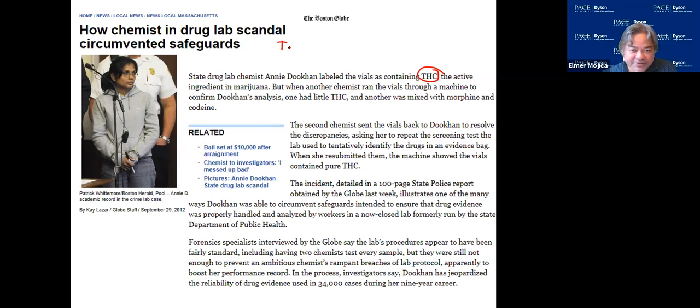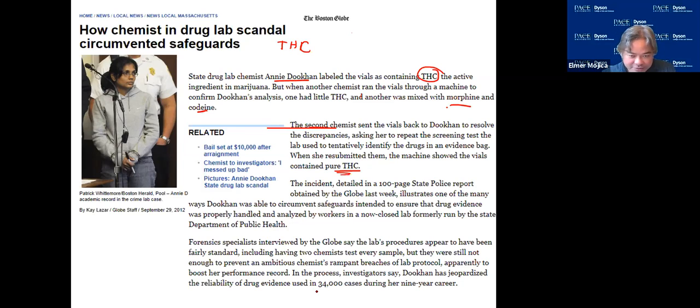What is THC? That's tetrahydrocannabinol. What they found out is that most of the samples that she analyzed, she spiked with materials. And when they did the validation, which usually involves another person, they found out that there's always a difference. Those samples that passed by her contain less THC. And that's not good, because that means she's spiking the drug samples that are collected from crime scenes.